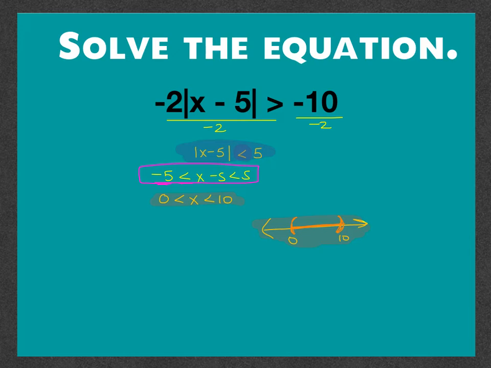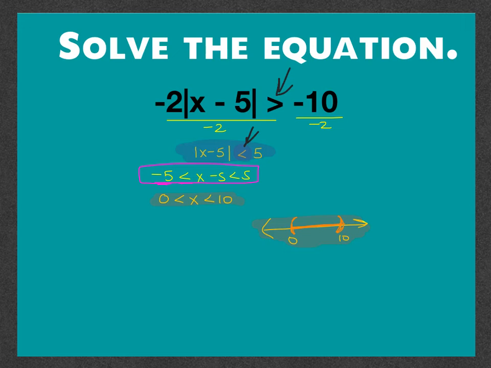So this is now P2. The inequalities, when you're dealing with absolute value, you want to first get the absolute value by itself. So I divided both sides by -2, and in doing so, it switches the sign that was greater than to now be less than.